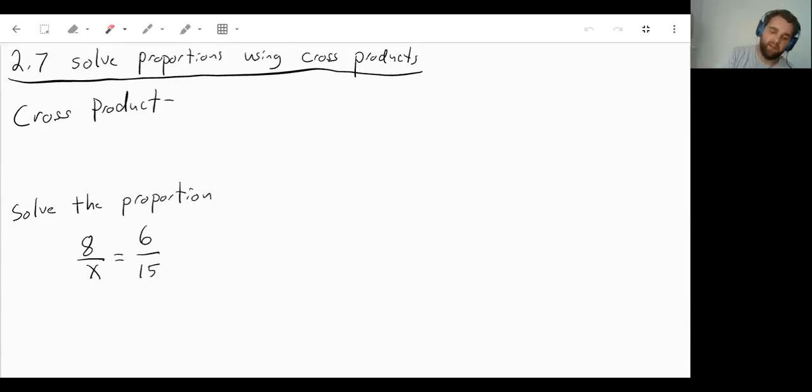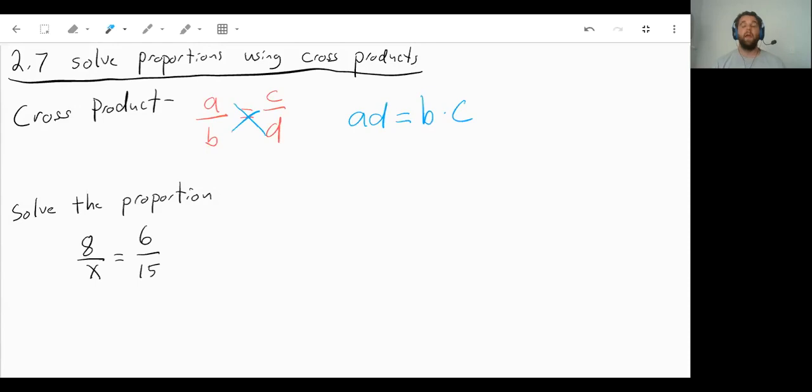Just like we talked about back in 2.6, a cross product is just if you have two proportions, so A over B times C over D. One of the easiest ways to solve this is to multiply across the diagonals. So A times D will then be equal to B times C. And that's a good way to help solve proportions.